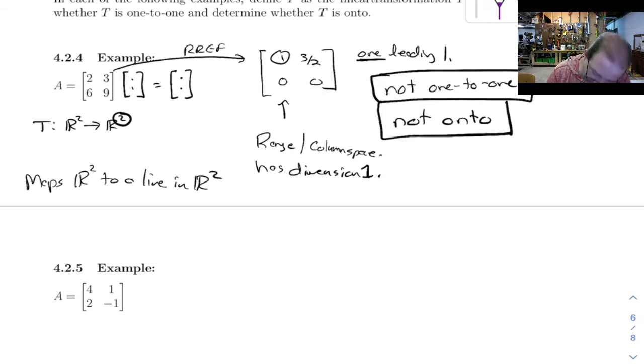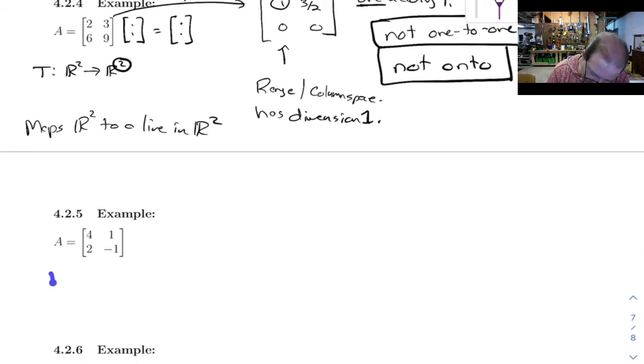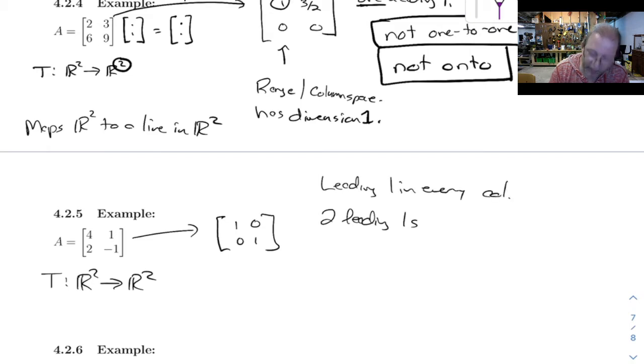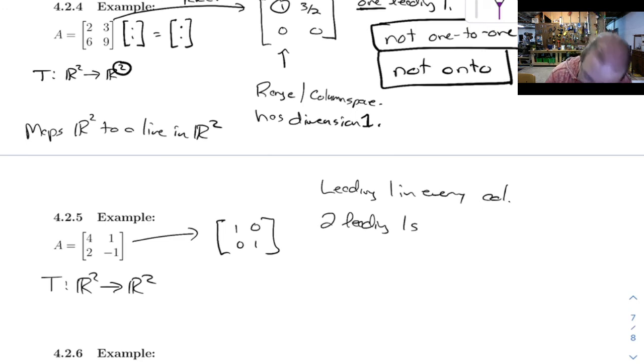Okay, this next one, this one also maps R2 to R2. And if you row reduce this guy, you get the identity. So you've got two leading ones, and you've got a leading one in every column. The leading one in every column tells you that it's one-to-one.